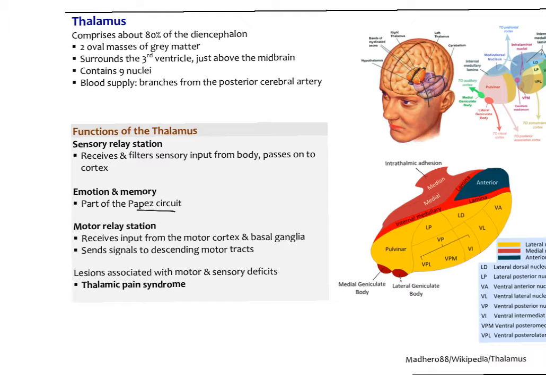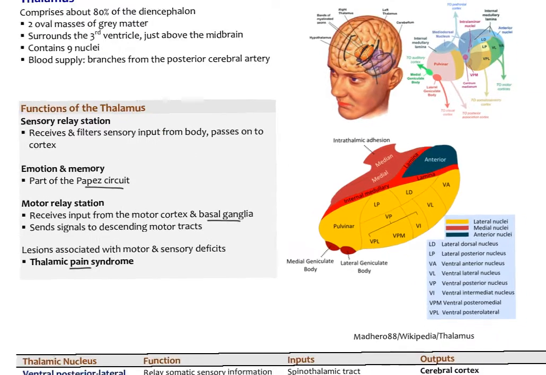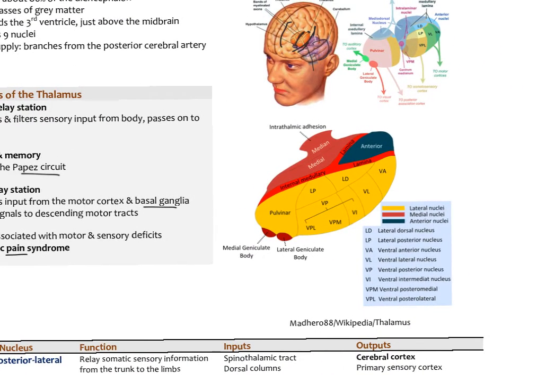And then there's also a motor relay station, so it receives input from descending fibers from the motor cortex and the basal ganglia that we spoke about. Basal ganglia can be located around the thalamus in these deeper parts of the cortex. And then it sends signals down to the descending motor tracts. And again, I mentioned the thalamic pain syndrome is something that can happen here, usually as a result of a stroke to the thalamus.